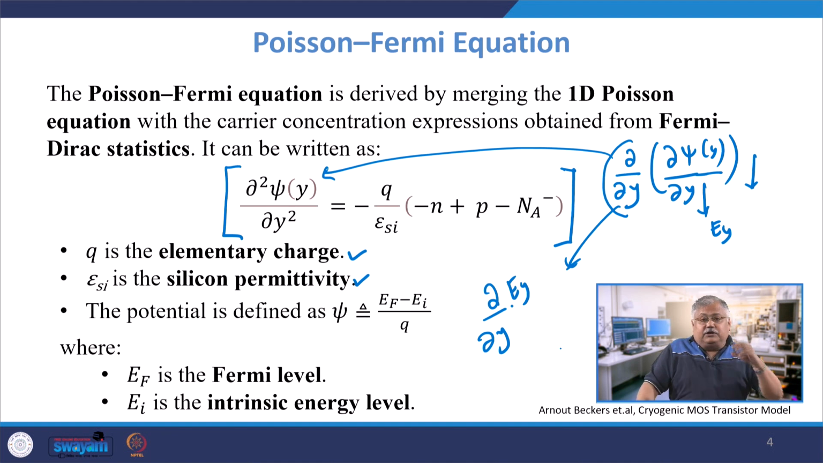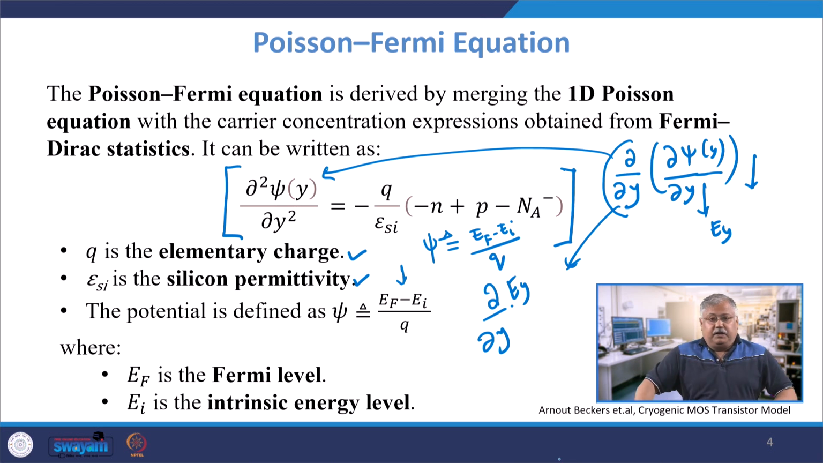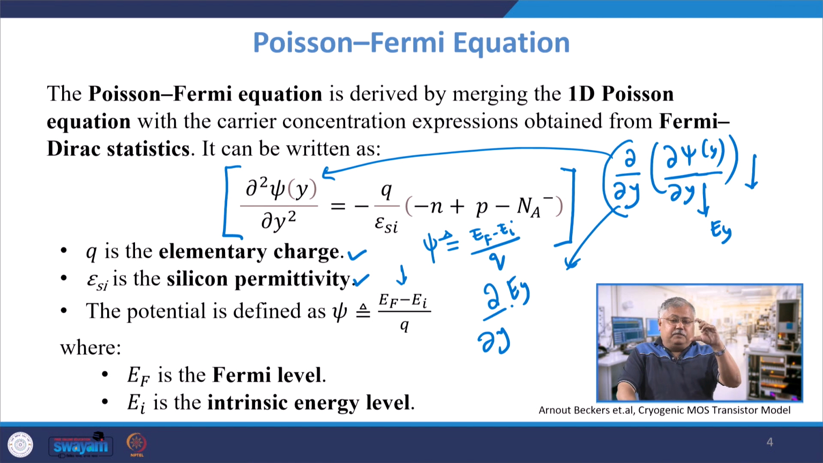Now the potential which you define, as you must have seen in my previous lecture, is that ψ equals the difference of the Fermi level and the intrinsic level divided by q. So I get ψ approximately equals (EF minus EI) by q. EI is the intrinsic level and EF is the Fermi level. The larger the difference between EF and EI, obviously the more potential you will get.